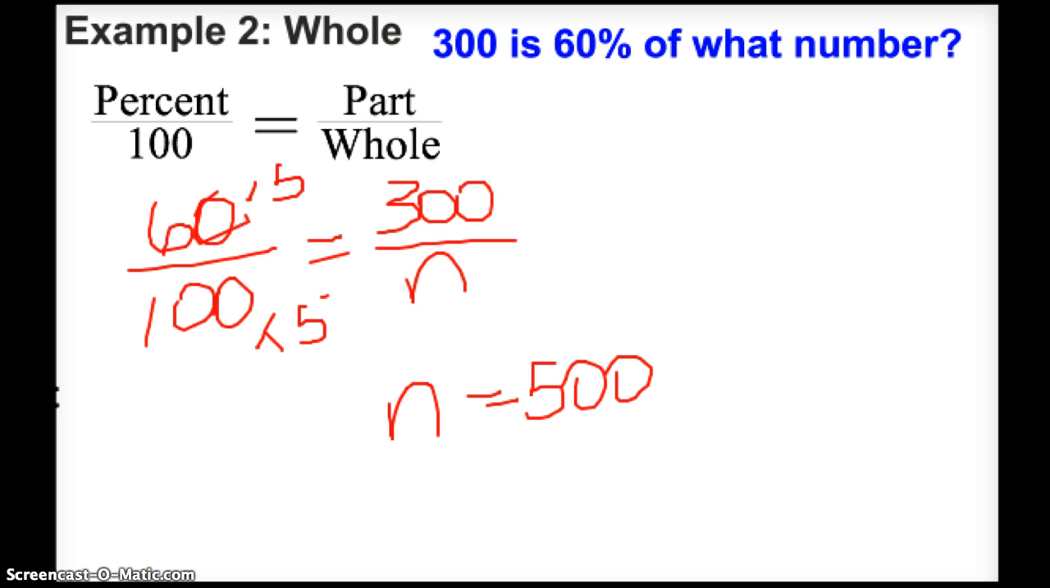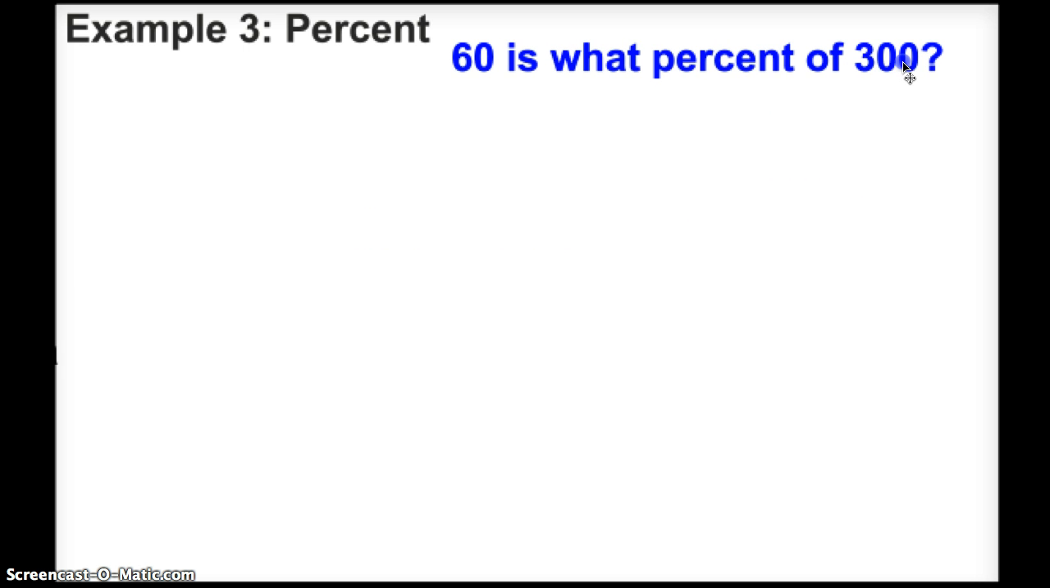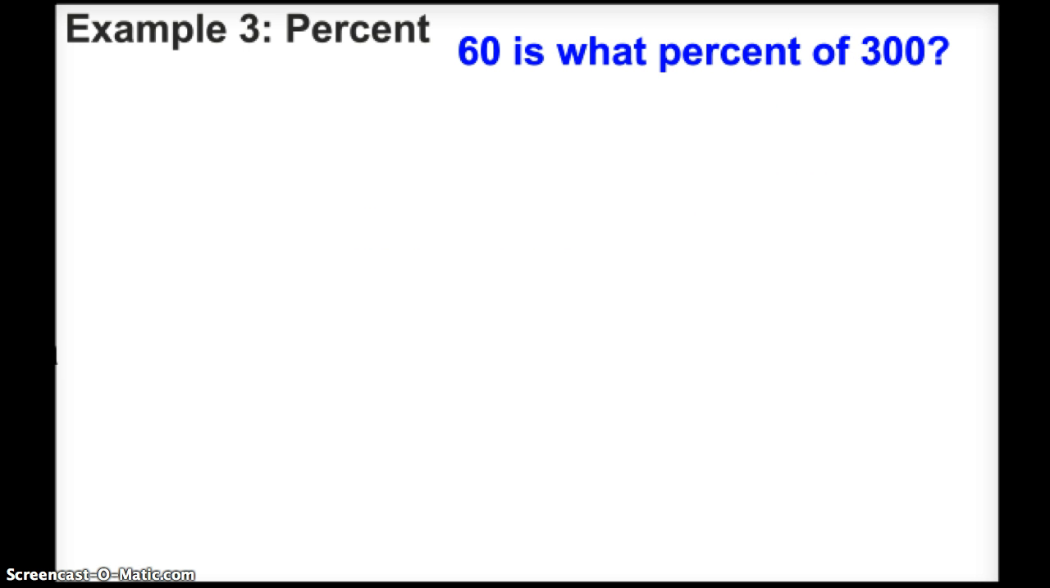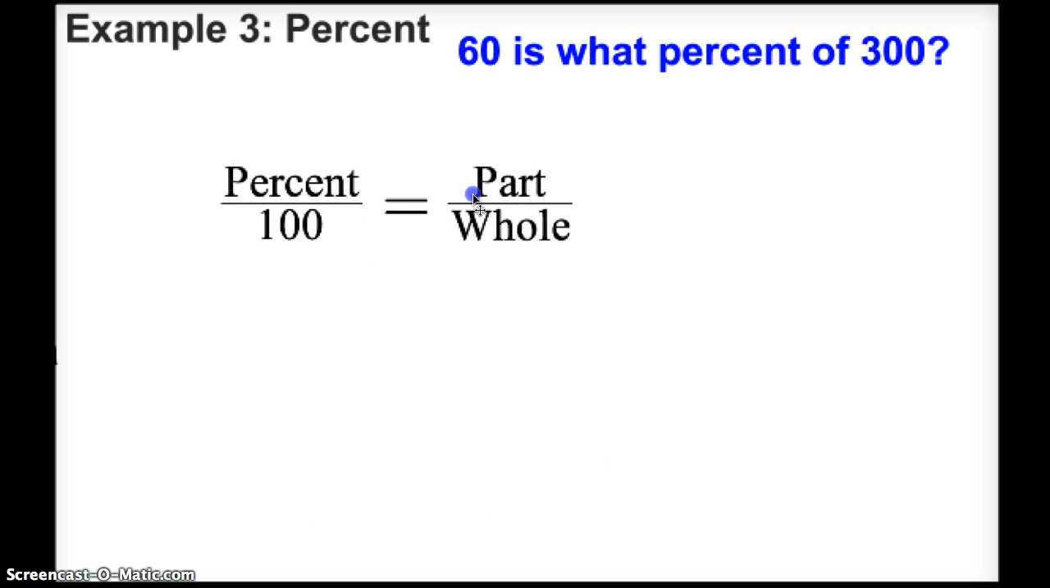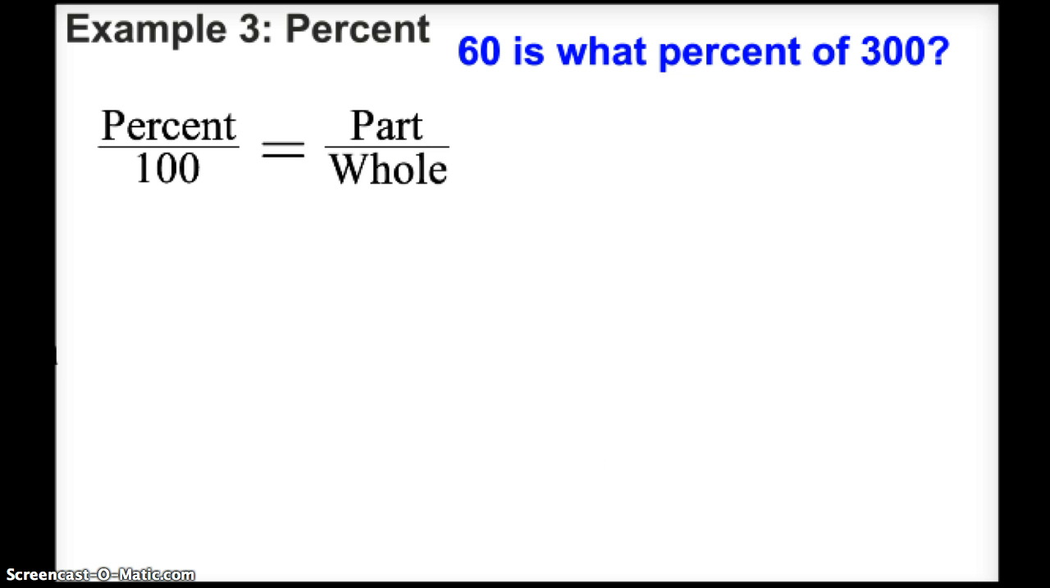Our final example is when we need to find the percent. We know the part and we know the whole. We just need to find the percent. So here is our situation. I have 60, and that's a certain percentage of 300, and we need to know what percent that is. We're using this formula here: percent over 100 is equal to the part over the whole.